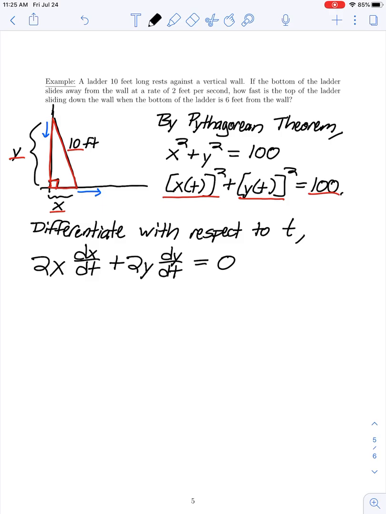So now let's see what we're given in our problem statement. We're told that the bottom of the ladder is sliding away from the wall at a rate of 2 feet per second. So that is our distance x, the distance between the foot of the ladder and the wall, is increasing at 2 feet per second. So that is the rate of change of x with respect to time. It's positive 2 since it was increasing.